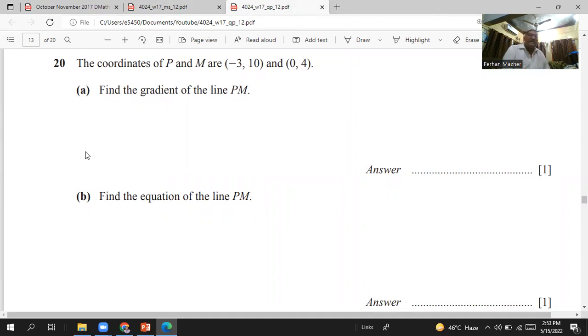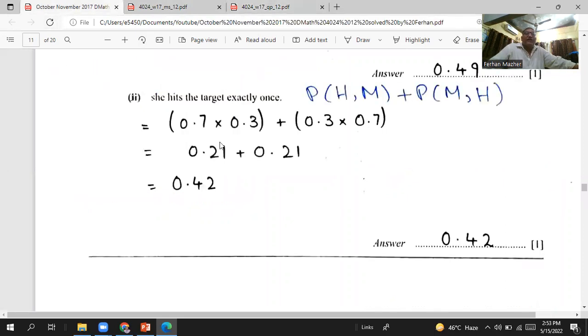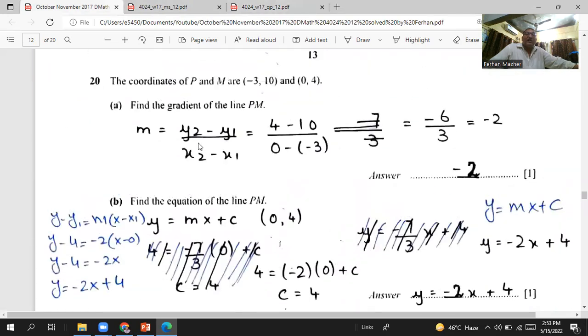The formula for the gradient is y2 minus y1 divided by x2 minus x1. So you can use this formula, find gradient. Let me show you the first part. Okay, so the gradient will be m equals y2 minus y1 divided by x2 minus x1. So it will be 4 minus 10 divided by 0 minus minus 3. So it will be minus 6 divided by 3. So it will be minus 2. So the gradient of the PM is minus 2.